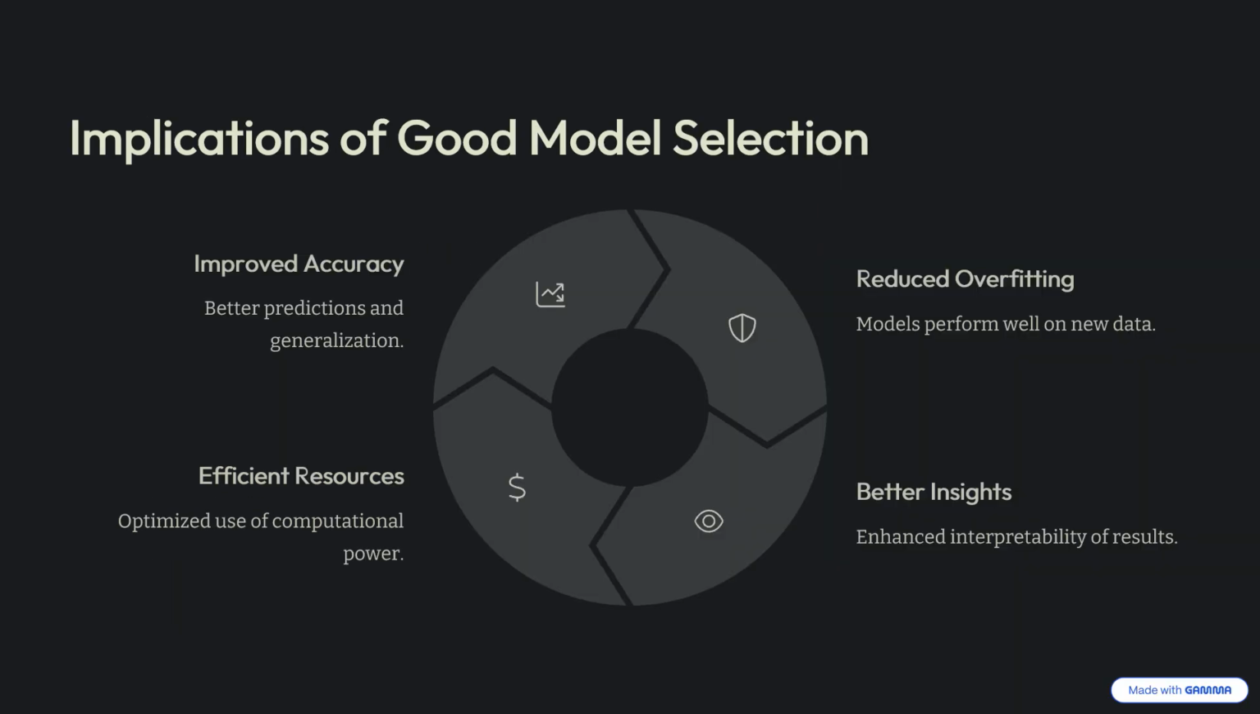Implications of good model selection. When model selection is done right, it leads to improved accuracy: your model is better at making predictions. Reduced overfitting means it performs well on both training and new data. Better insights means a well-chosen model is easier to interpret and trust. Efficient resource use: you don't waste time and computation on complex models where simpler ones work. This is how critical model selection is beyond just numbers. It impacts interpretability and efficiency too.